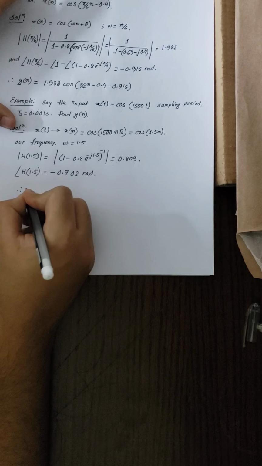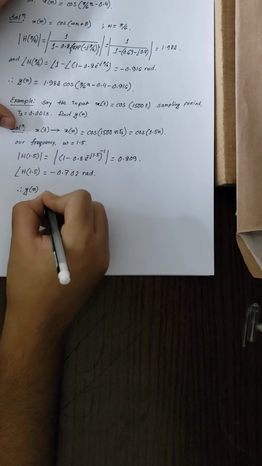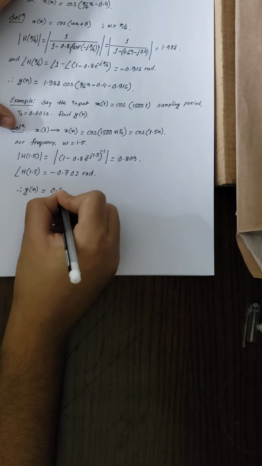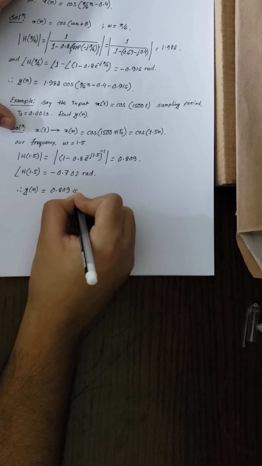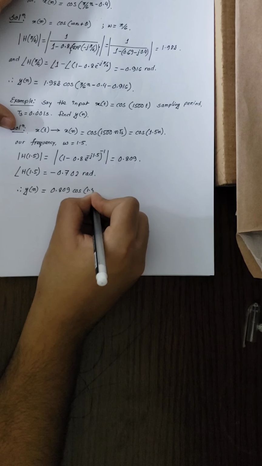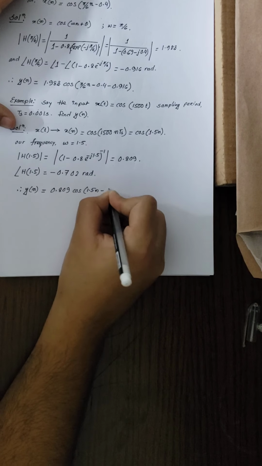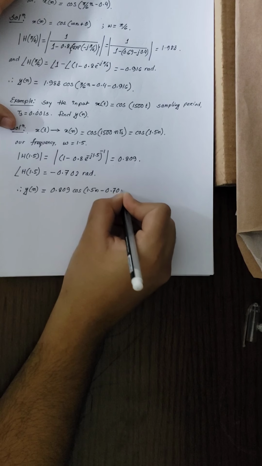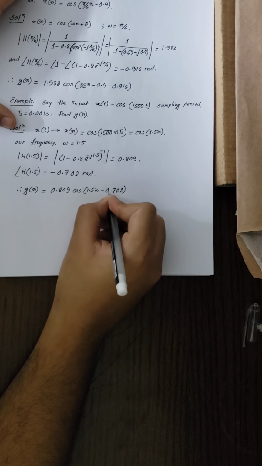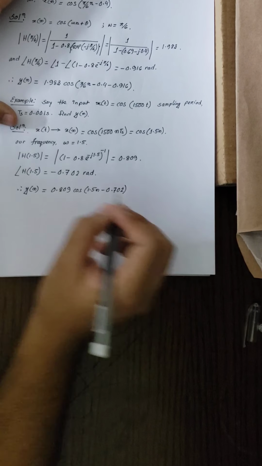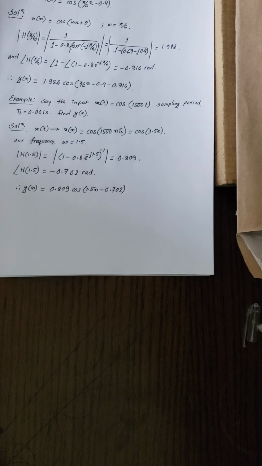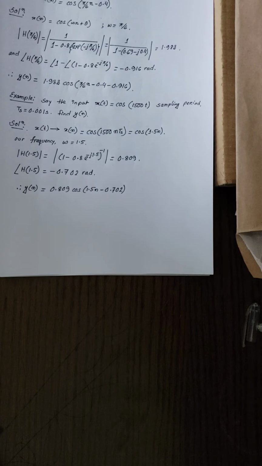So finally, the output y of n can be given as 0.809 cosine of 1.5 n minus 0.702. So enough mathematical problems. Let us move on to some theory portion.